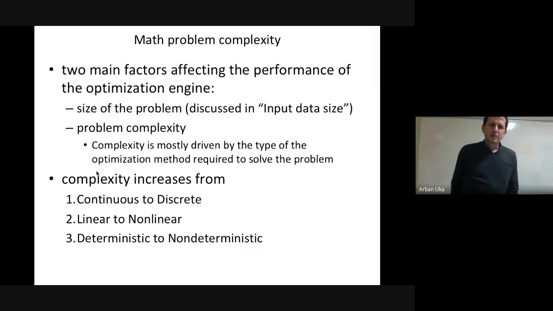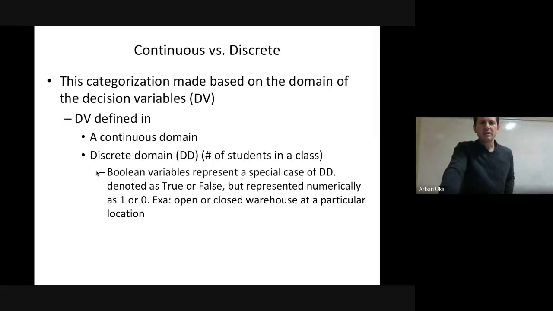Complexity is driven by the type of the approach that we use, and it can increase from a continuous problem to discrete, from linear to non-linear, from deterministic to non-deterministic. The categorization shown here, like continuous versus discrete, is based on the domain of the decision variables. Decision variables can be defined in a continuous domain or in a discrete domain.